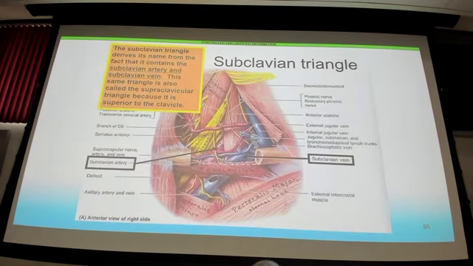Okay? I don't want you to learn the landmarks. The books will tell you all the landmarks of these. I'm not going to teach you those. Okay, the subclavian triangle is named that way because it contains the subclavian artery and the subclavian vein, and it's superior to the clavicle. So sometimes it's called supraclavicular triangle, but it's the subclavian.